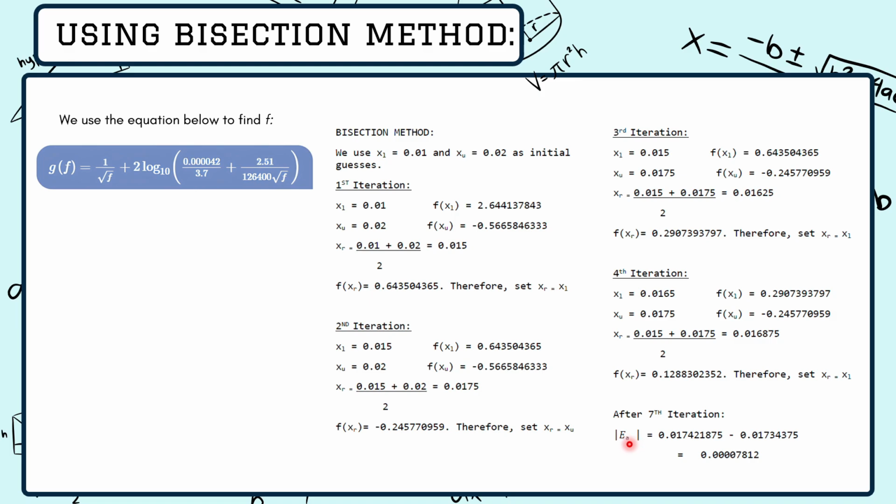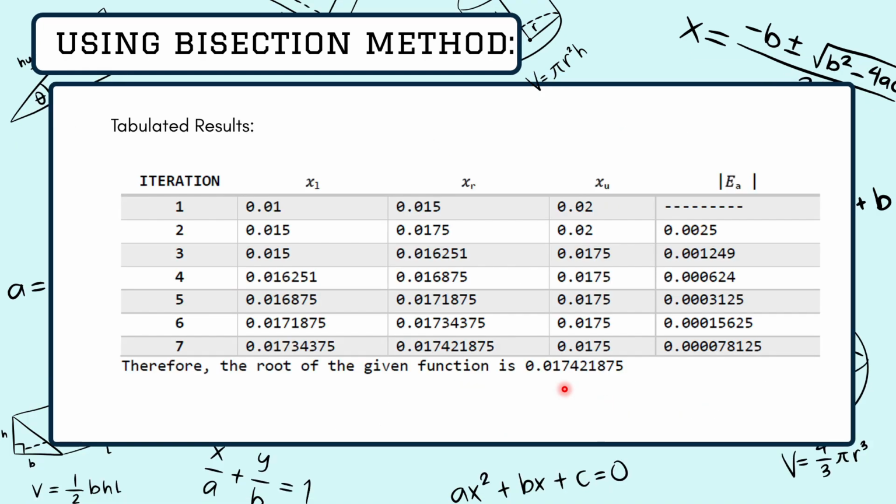We get the approximate error of 0.007, which is a really small value. Then this is the tabulated result of the iterations. After the seventh iteration, we find the root of the given function is 0.01742185.